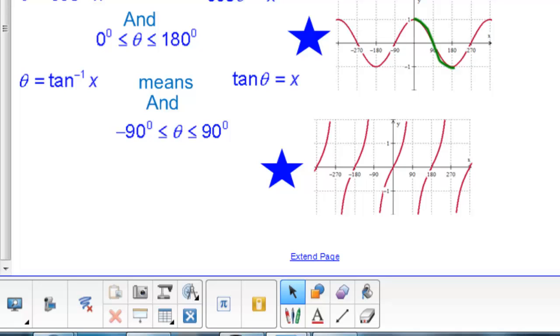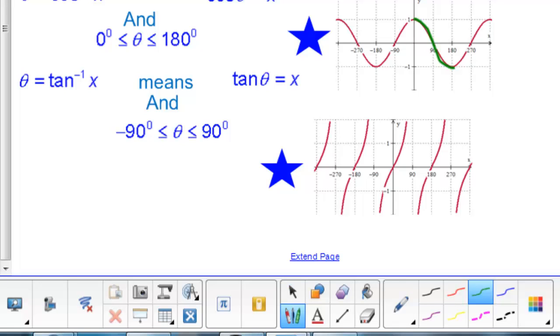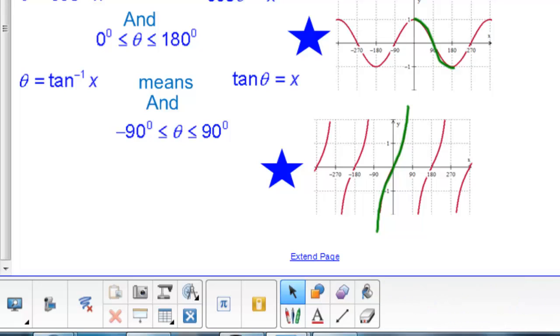But as we can see, it's also periodic, so we need to pick a strictly increasing or strictly decreasing region of the graph that covers the entire range, which happens to be all real numbers. Again, we're going to pick one close to the origin to keep our numbers convenient. So we're going to take this branch of the tangent graph to be our principal branch, between -90 and 90 degrees.